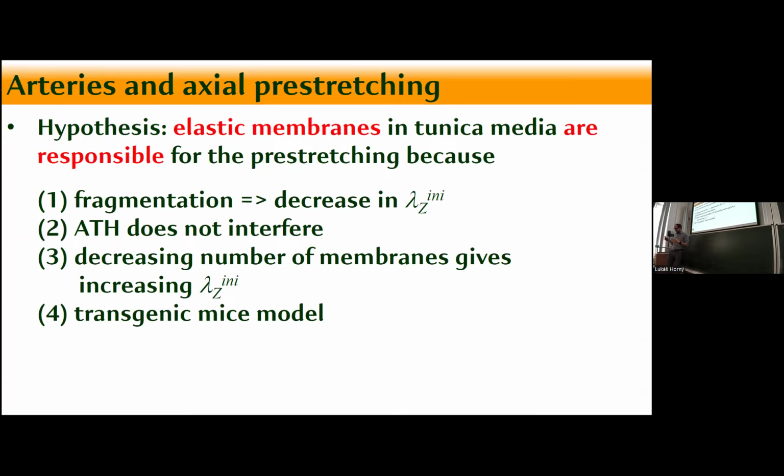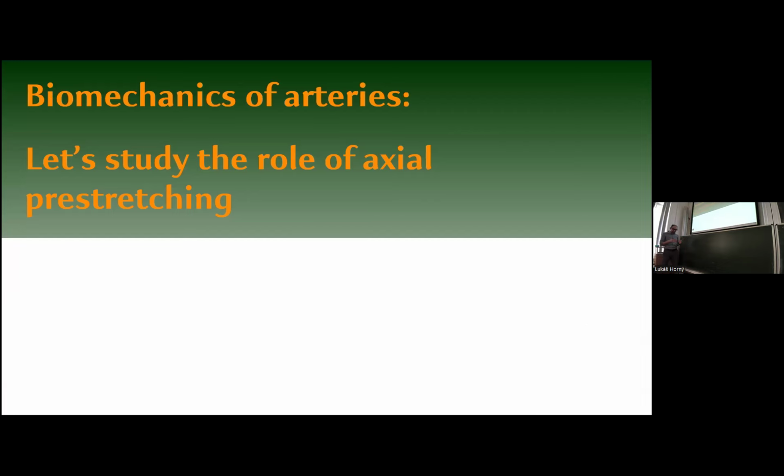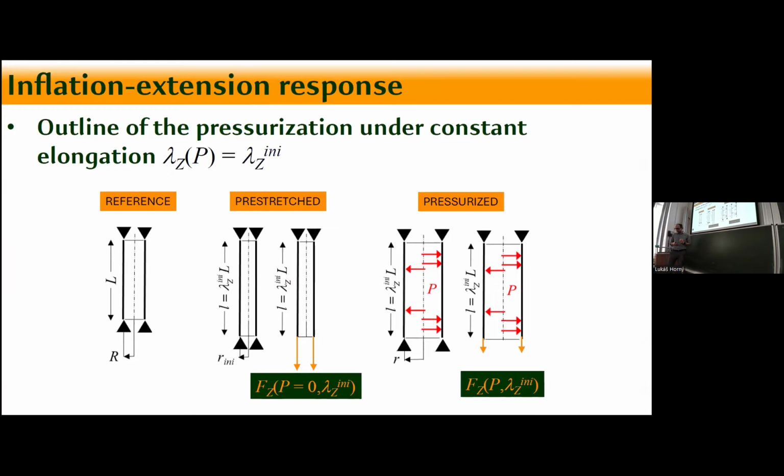So it suggests what is responsible in the arterial wall for bearing the prestretch. So now we have seen what the prestretch is, and let's go to the mechanical role of the axial prestretch of the tube. So we will see two arrangements of the experiment or theoretical ideas. One is the open tube, which is pressurized under constant length.